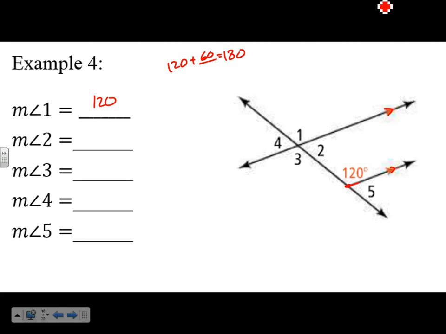If you want to extend this line to make it look a little bit more like we're used to, you can. Angle 2 is 60 because it's same side interior, so it's supplementary. Angle 3 is alternate interior, so it's congruent. Angle 4, again, there's several different ways to do this, but if I know angle 2 is 60, that means 4 is 60 because they're vertical angles. And angle 5, we know it's 60 because it makes up that straight line there.